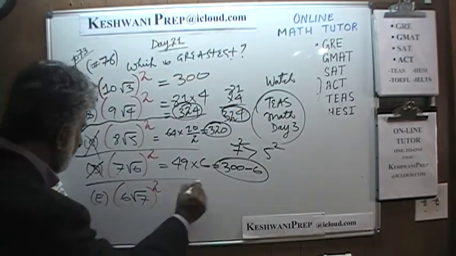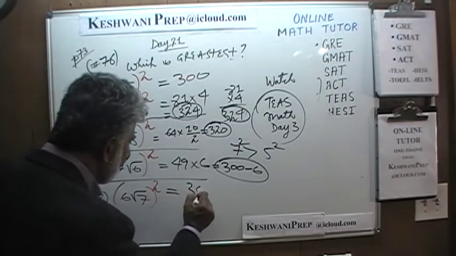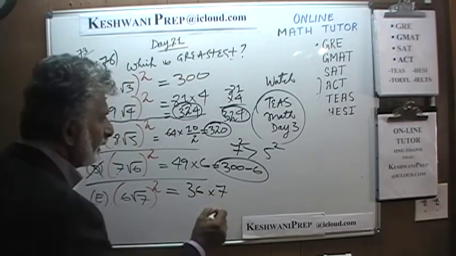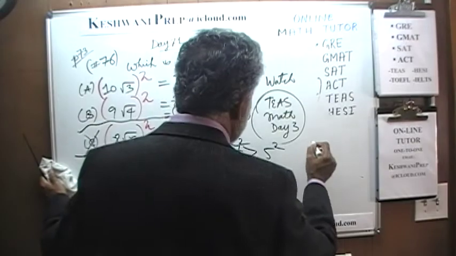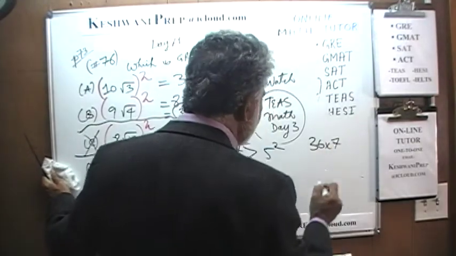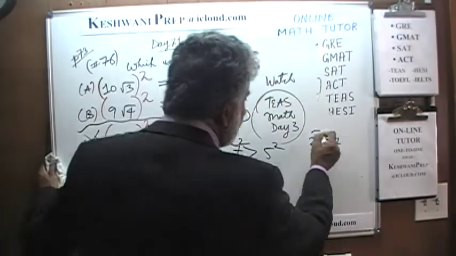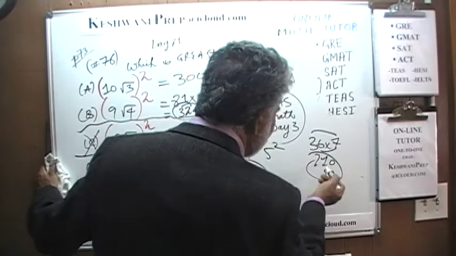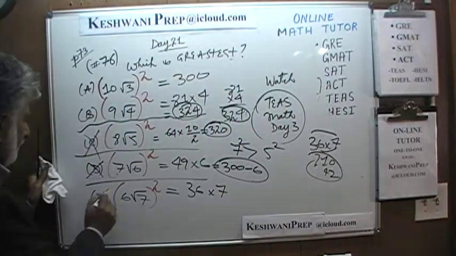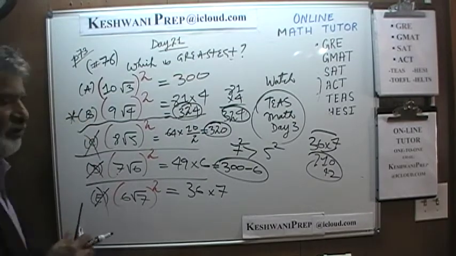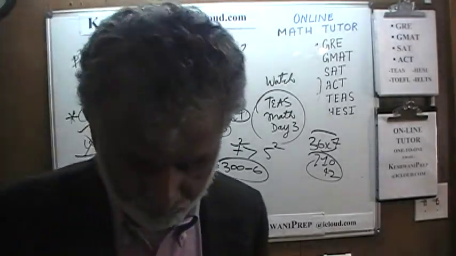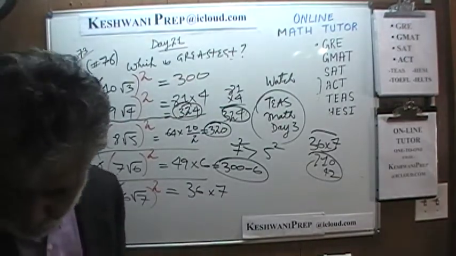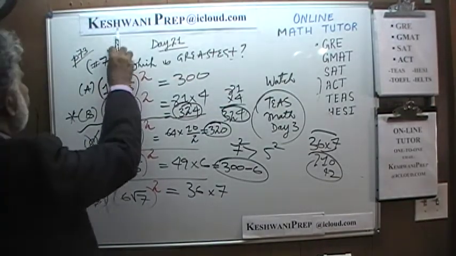D is gone. Let's do the last one. It is 36. 36 times 7. Let's find out what that is very quickly. 30 times 7 is 210, and 6 sevens are 42. As you can see, that thing doesn't even add up to 300. The answer is B. Of course, the answer is B, because the answer was B before. It's not going to change anything. Let's do the very last one. Number 77.